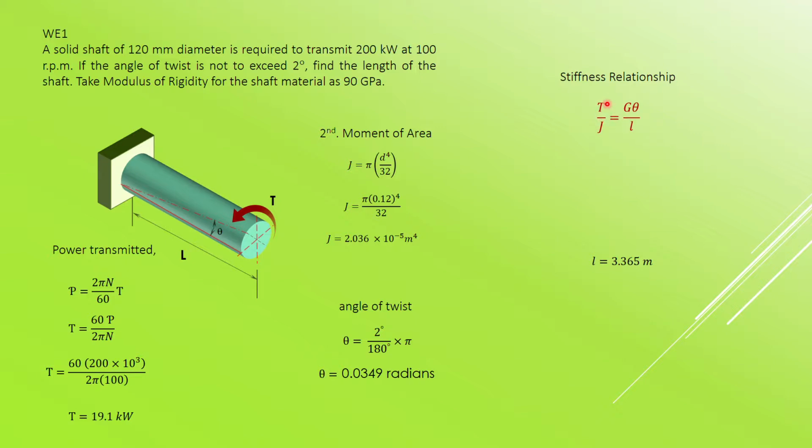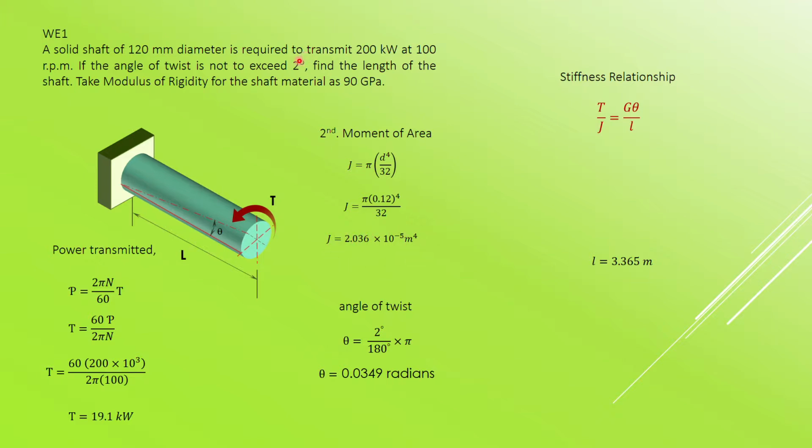First, we have already got the torque. Then the next is the second moment of area. This is a solid shaft, so for a solid circular section, the second moment of area is given as pi d to the power of 4 over 32. The diameter is 120 millimeters, so it's pi times 0.12 meter to the power of 4, divided by 32. That is your second polar moment of inertia, or the second moment of area.